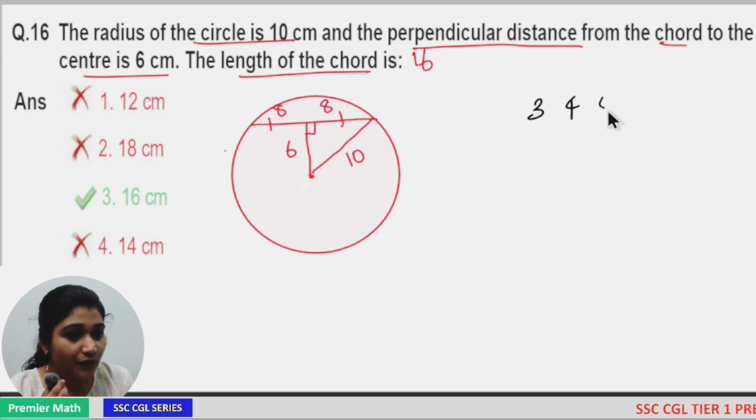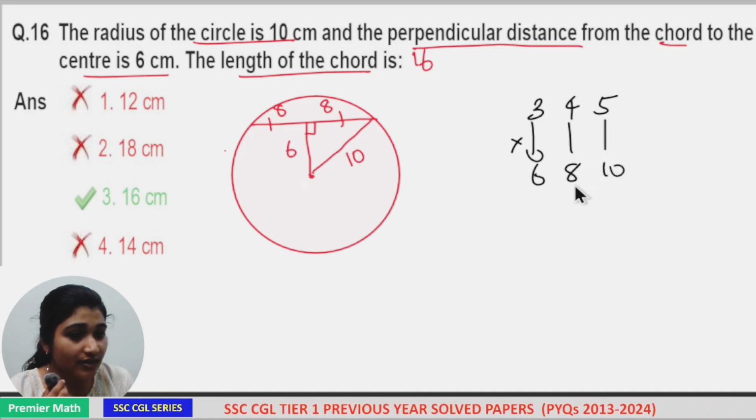If 3, 4, 5 are a basic triplet, then 3 into 2, 6, 4 into 2, 8, and 5 into 2, 10. 6, 8, 10 are also triplets.